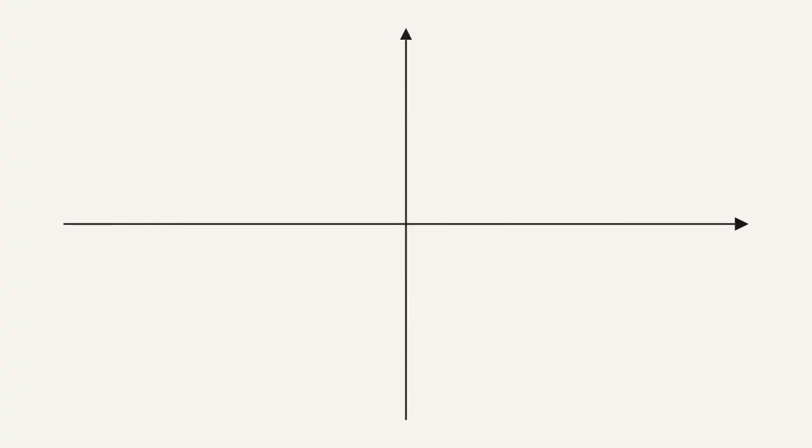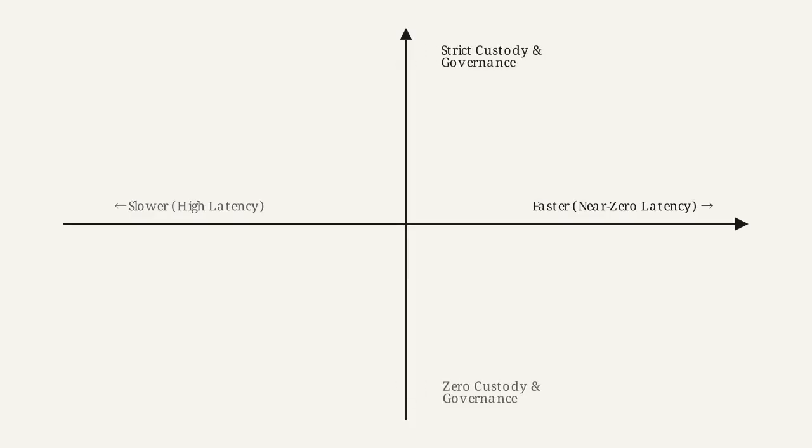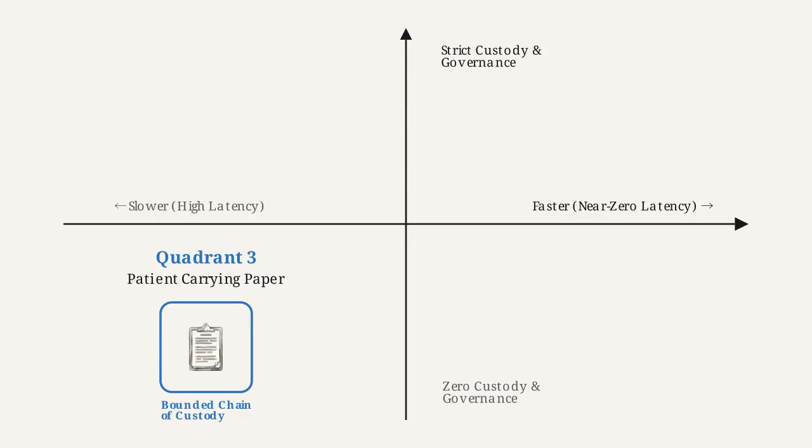This matrix evaluates data transfer methods based on 2 variables: the speed of the transfer on the x-axis and the strictness of data custody and governance on the y-axis. Quadrant 3 represents the traditional in-contact method. A patient carrying a paper record introduces high friction and delays, but the physical nature of paper creates a naturally bounded chain of custody. Quadrant 4 is the pseudo-contactless trap.